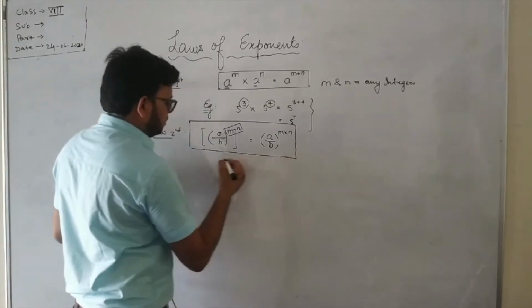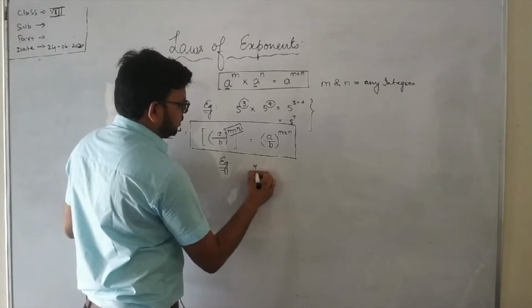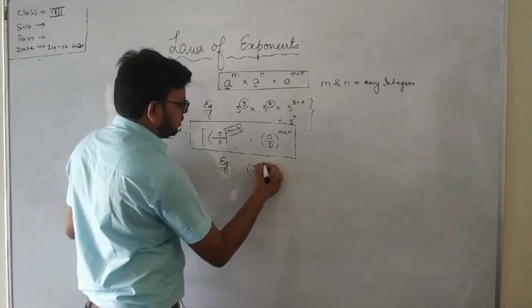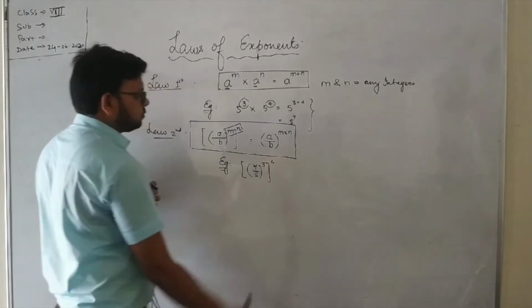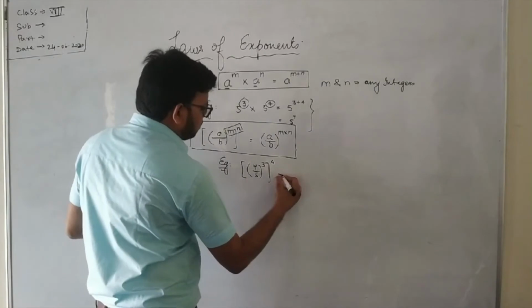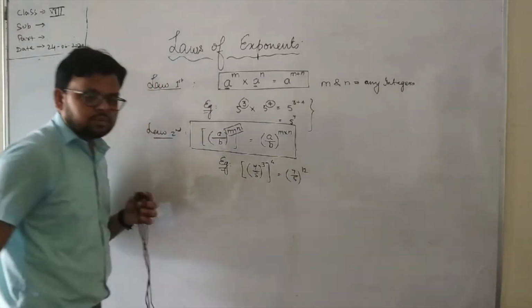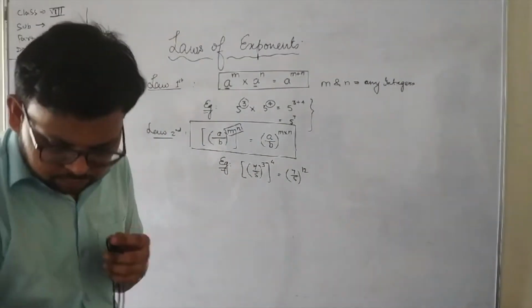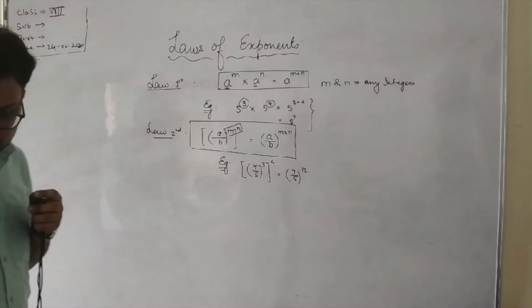Now we can see some examples. Suppose (7 by 5 to the power 3) to the whole power 4. We can multiply these two numbers: 7 by 5 to the power 12. I think you are all understanding. Along with this, keep noting it down.